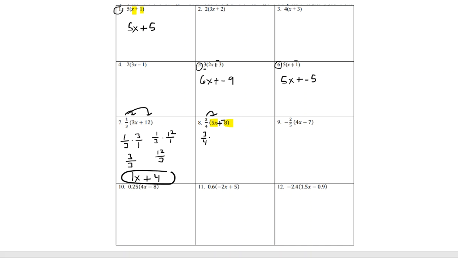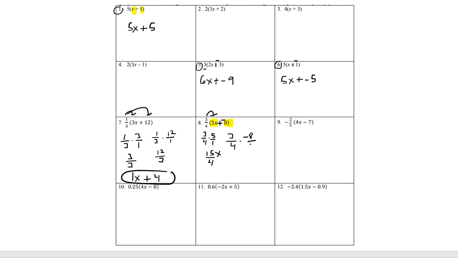3/4 times 5, we would put that over 1. That is going to give us 15/4 x. And we'll go ahead and just leave this as a simplified improper fraction. So 15/4 x plus 3/4 times a negative 8.